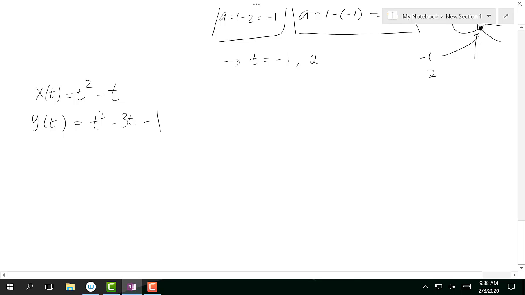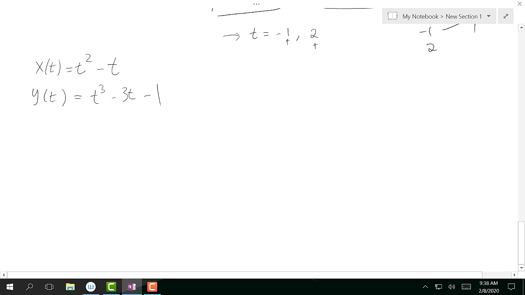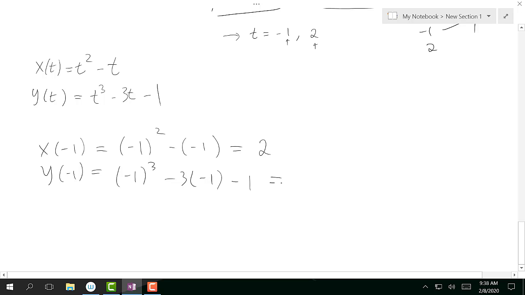And so it doesn't matter which value of time that I plug in, because they're going to give the exact same point. And so you can do both of them just to check. And so we can see that x of negative 1 is equal to negative 1 squared minus negative 1, which is going to be 1 minus negative 1, so 2. And then y of negative 1 is going to be negative 1 cubed minus 3 times negative 1 minus 1. So we get negative 1 plus 3 minus 1. And that is going to just be 1.